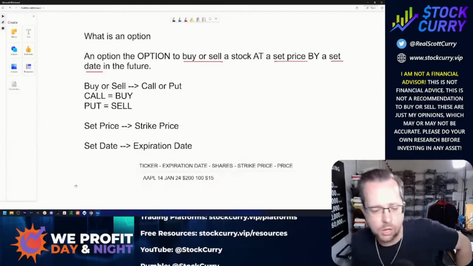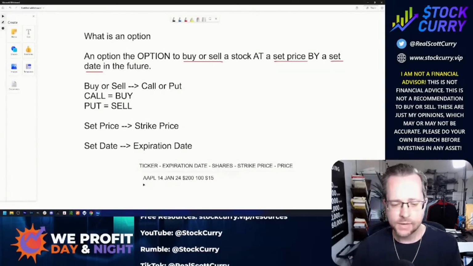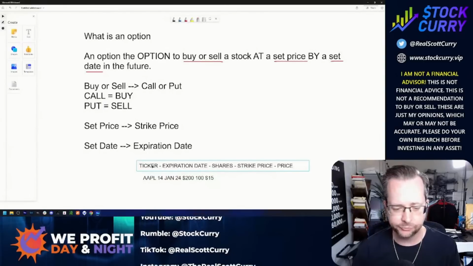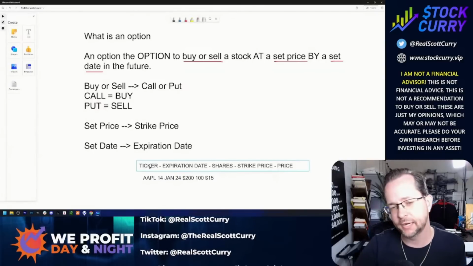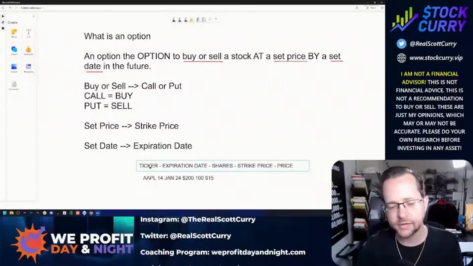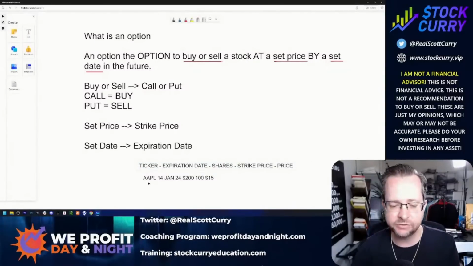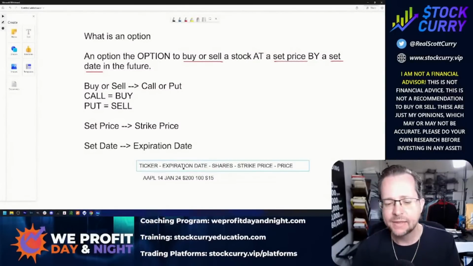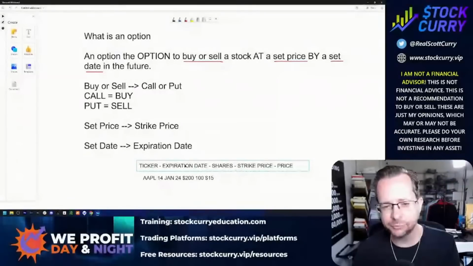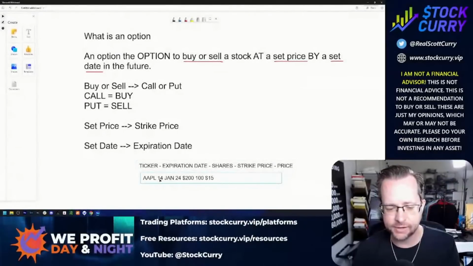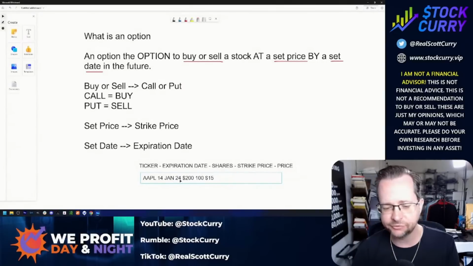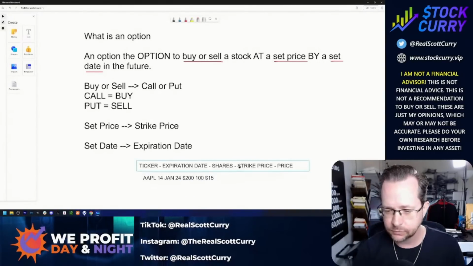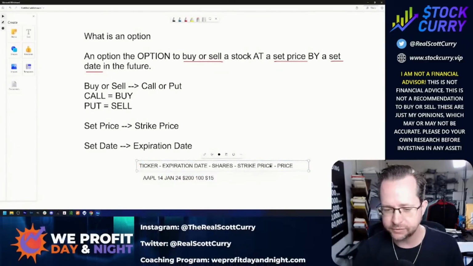Here's what all of this means. The ticker, that's the stock, what's known as the underlying instrument or the underlying security. So in this case, it's Apple, AAPL. The expiration date is written as the day, the month, the year. So on the 14th of January, 2024, this option's going to expire.